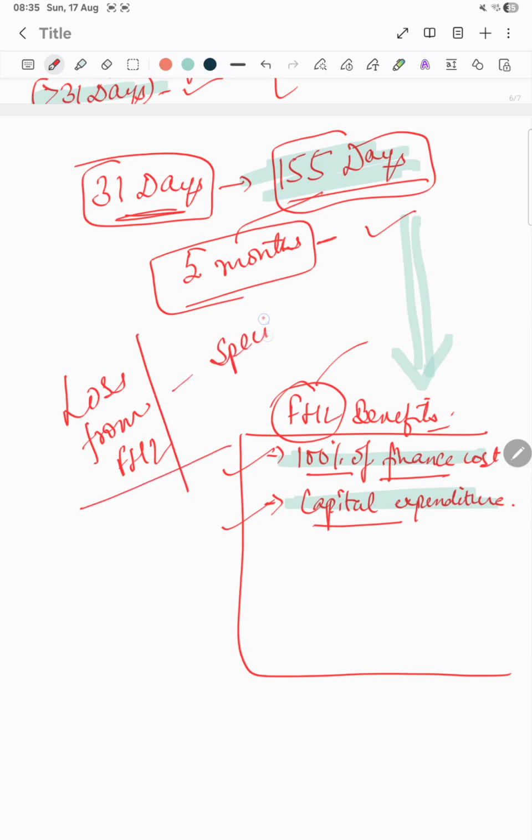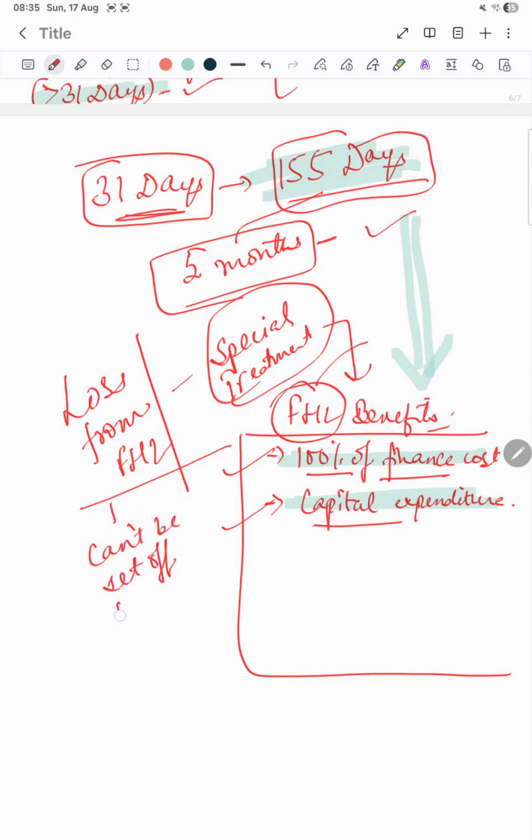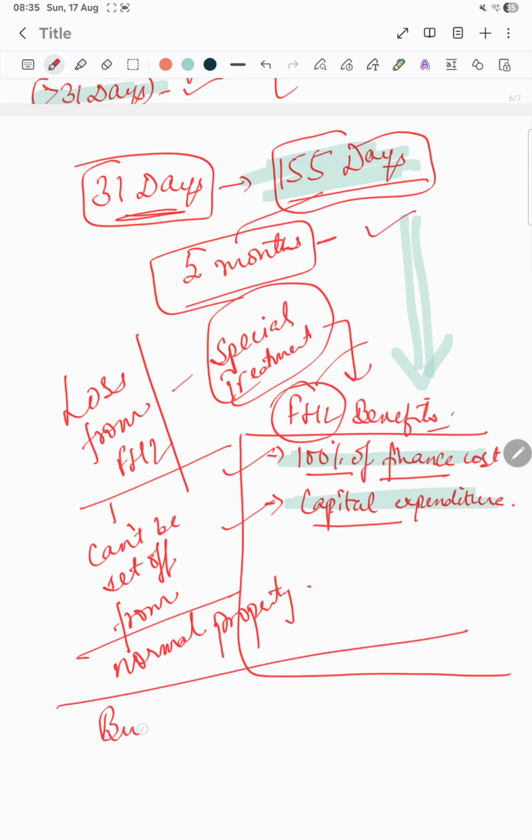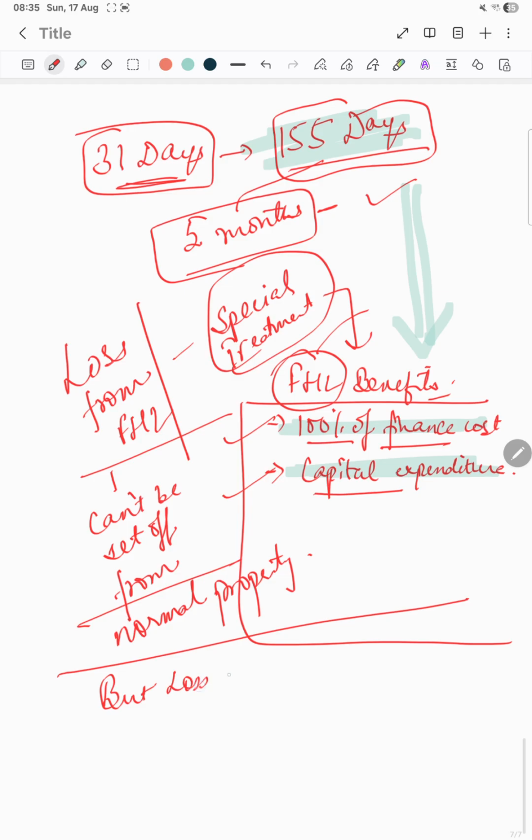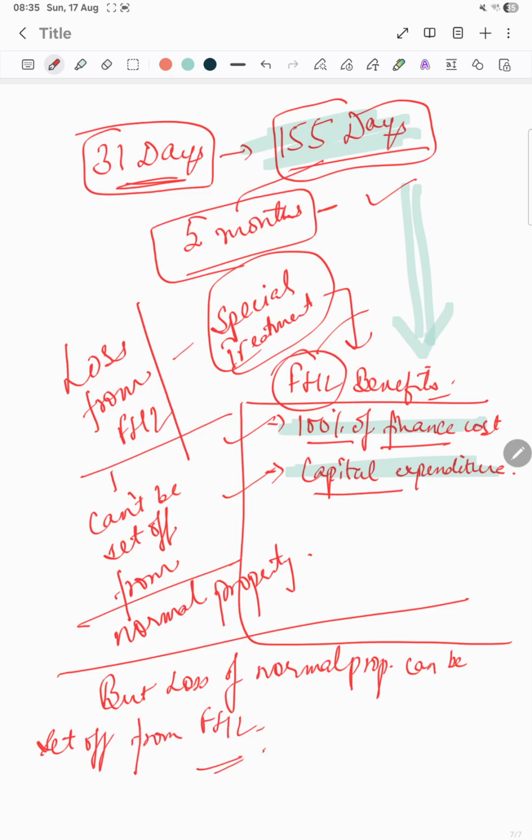This is kind of a special treatment we are giving here. So, loss from FHL cannot be set off from normal property, but loss of normal property can be set off from FHL. Is it clear? This is just an additional point to note.